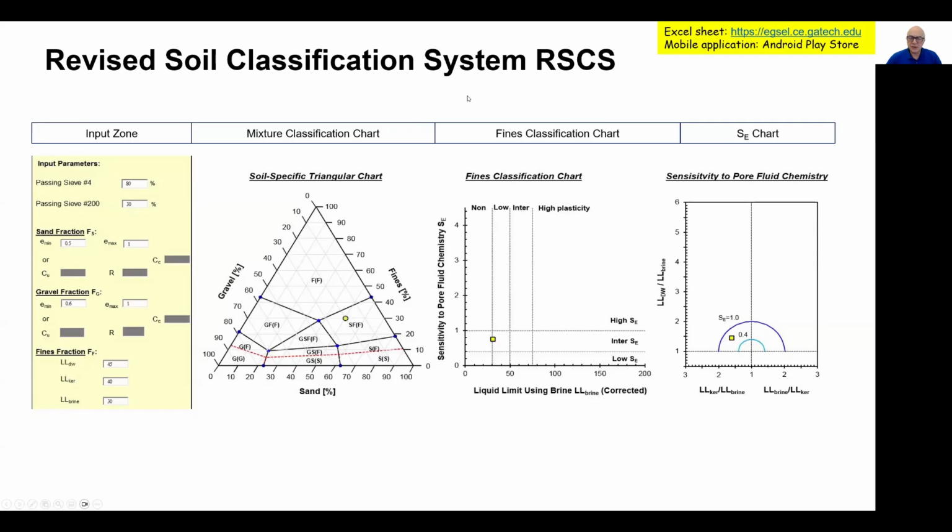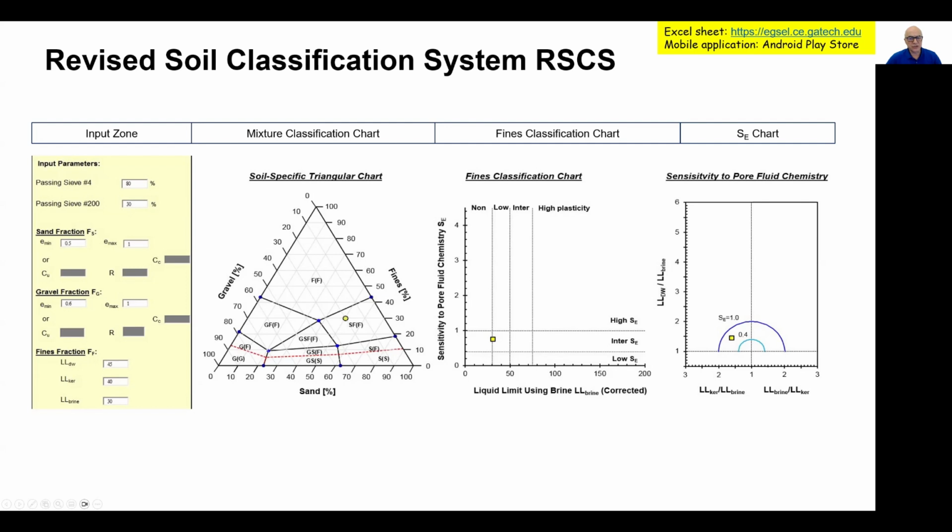The revised soil classification is really very easy to implement. It requires very limited information compared to the unified soil classification, and it is truly insightful and useful for engineering purposes. This is the input information: the percentage passing sieve number 4, the percentage passing sieve number 200. For the sand and gravel fractions, the Emax and Emin, and if you do not have it, then the coefficient of uniformity and the particle roundness.